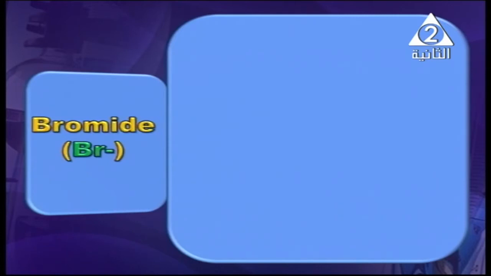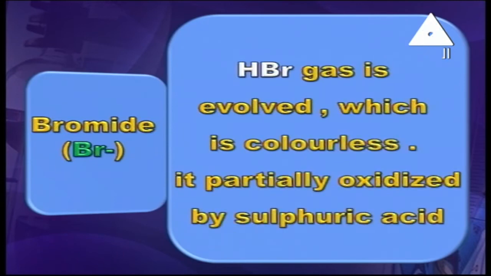My dear, when I take the other one, bromide, Br negative, the reaction here gives me HBr. Sure, all of this group will be acids, but weak ones. HBr gas is evolved, which is what? Colorless. It is partially oxidized by sulfuric acid.